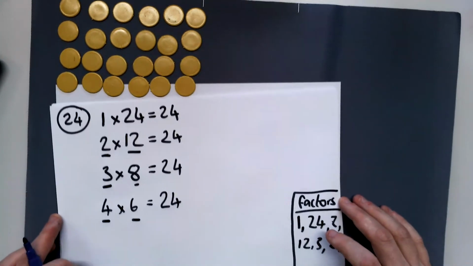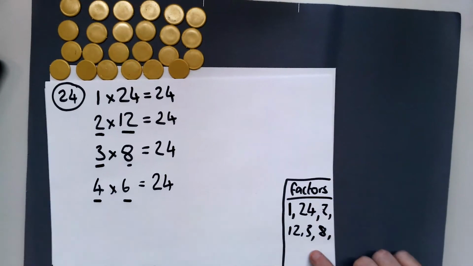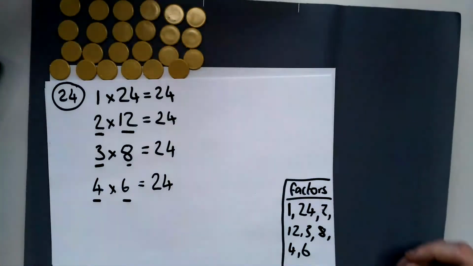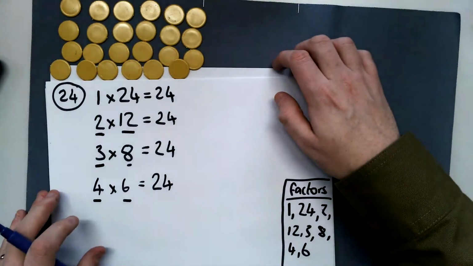You can't see that. I'll move that in a moment. But I'm writing it down here. 4 and 6 are factors. Now 24's got a lot more factors than the 8 has. That sometimes happens with higher numbers.